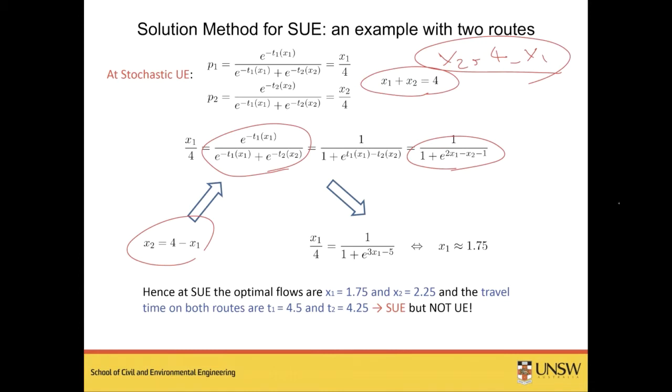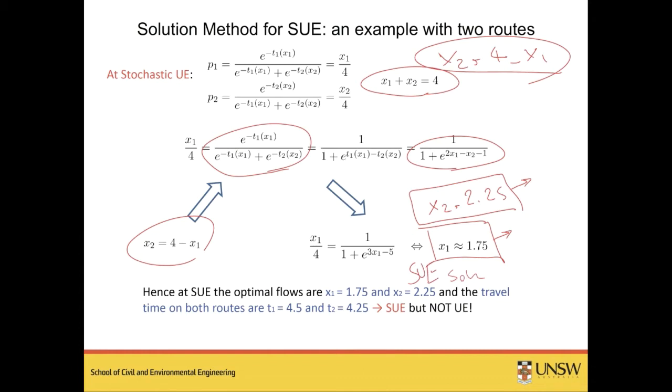It's an easy calculation. You end up with x1 equal to 1.75. And if you also calculate x2, which is simply 4 minus x1, you end up with 2.25. So these are my link volumes. And let's also calculate T1 and T2, because that would be very interesting to see. So these are my SUE solutions, okay?